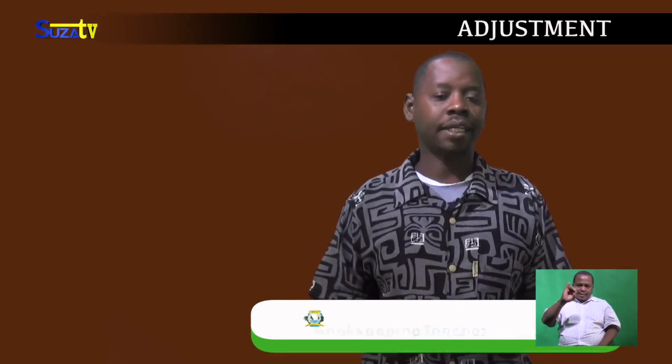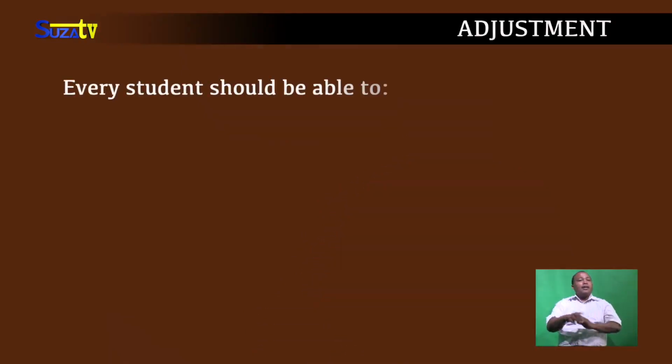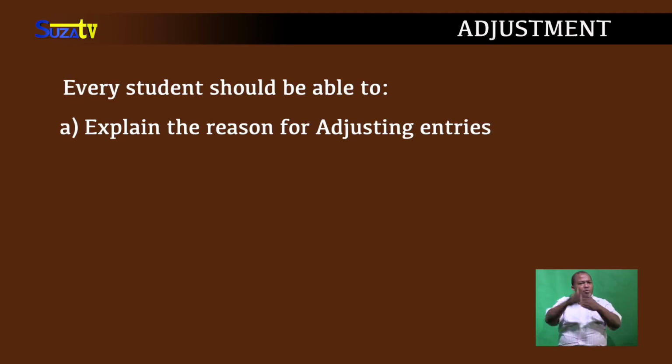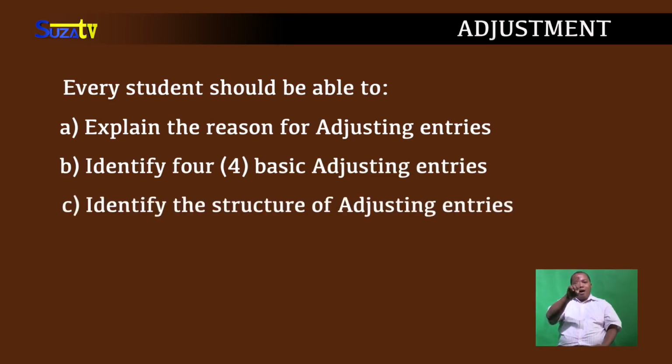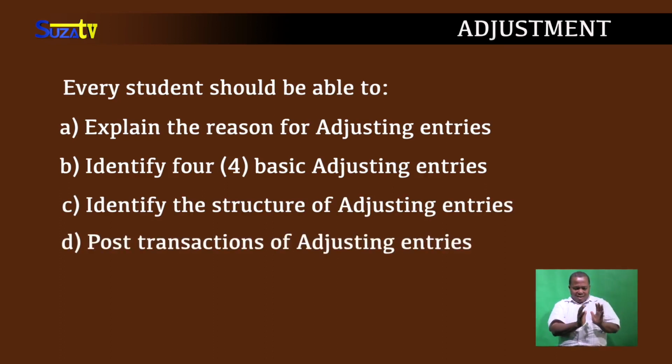Topic today is adjustment. At the end of this lesson, the student should be able to explain the reason for adjusting entry. Second, to identify 4 basic adjusting entry. Third, to identify the structure of adjusting entry. And fourth, post-transaction of adjusting entry.